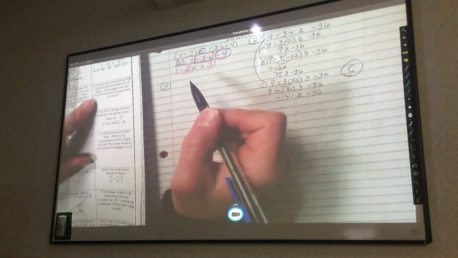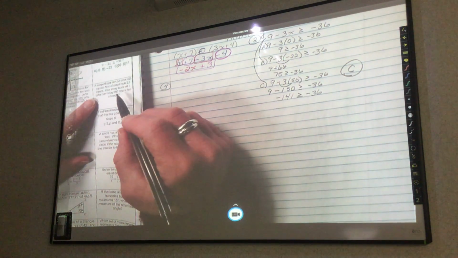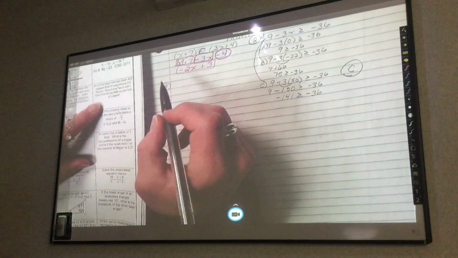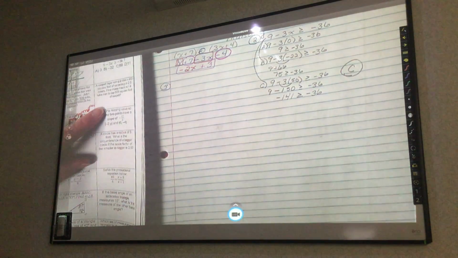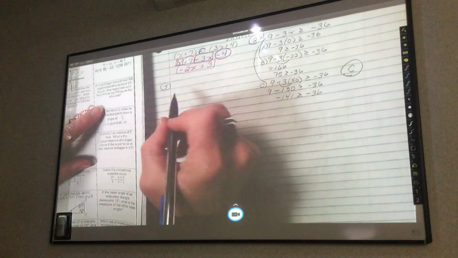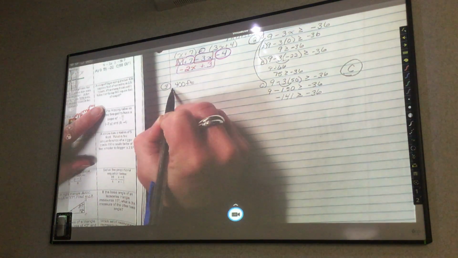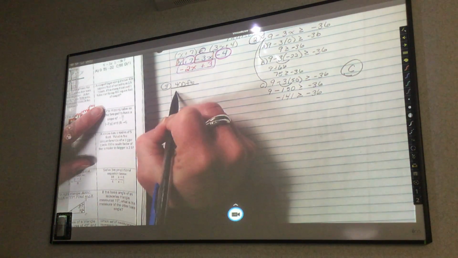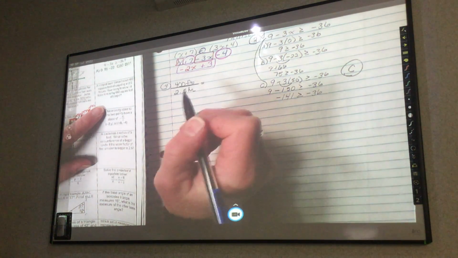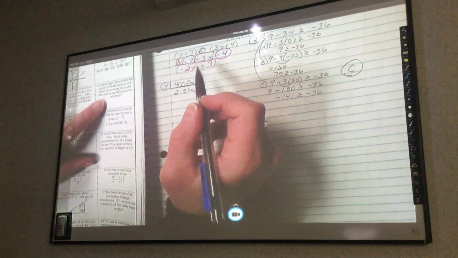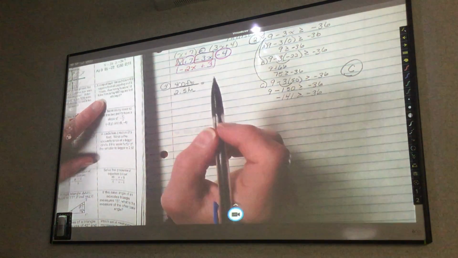A carpet layer can put down 400 square feet of carpet in 2.5 hours. How many hours will it take them to lay 600 square feet of carpet? Hopefully you guys know how to do this one and you're getting this one right because this is on your test today. So I have 400 feet in 2.5 hours. This is a ratio, and I want to know how many hours it will take to get 600 square feet.